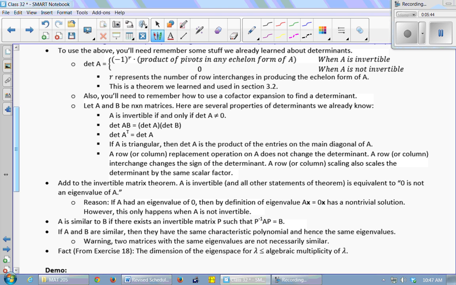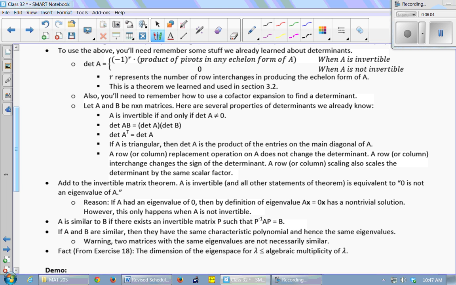The determinant of a product is the product of the determinants. The determinant of A transpose is the same as the determinant of A. If A is triangular, then the determinant of A is the product of the entries on the main diagonal. And a row or column replacement operation on A does not change the determinant, right?